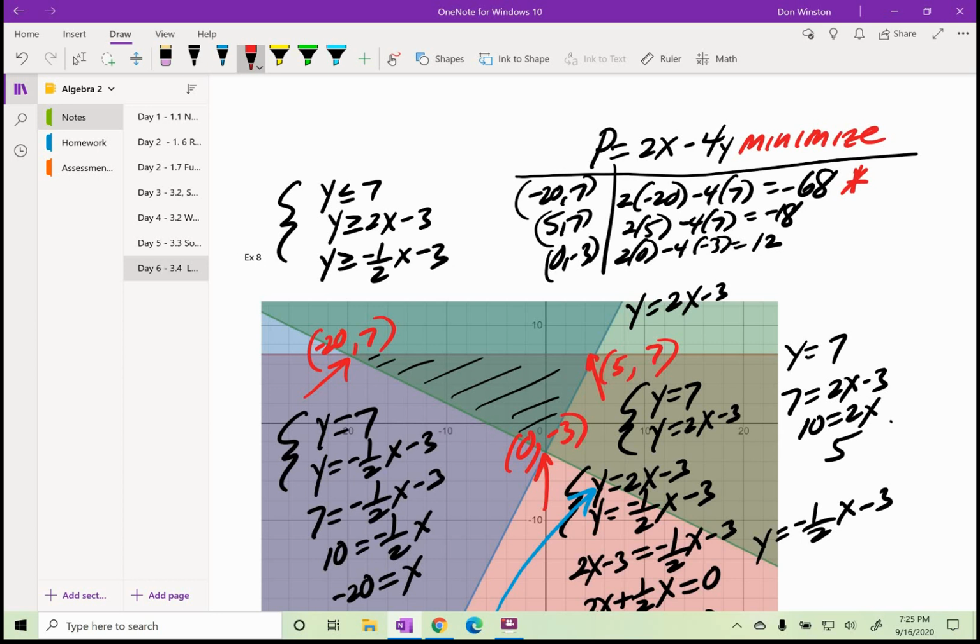All right, and so that's it. I've gone over two problems. They all work the same. You have to graph your system of inequalities. You have to shade the feasible region. You have to determine the corner points, and sometimes you'll have to solve a system of equations, which is what we've been doing. And then you have to evaluate those corner points in the objective function.